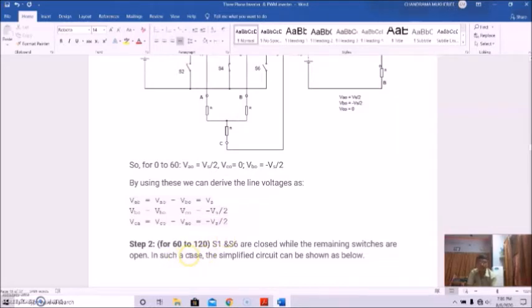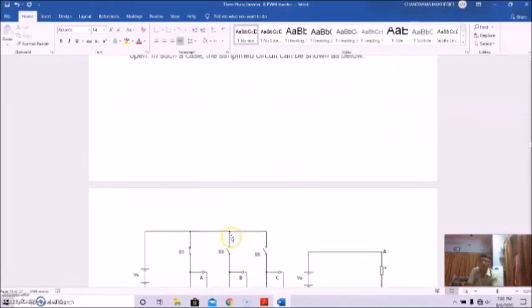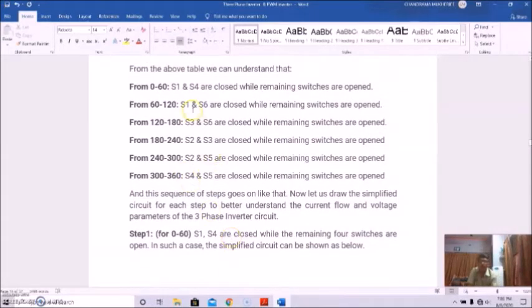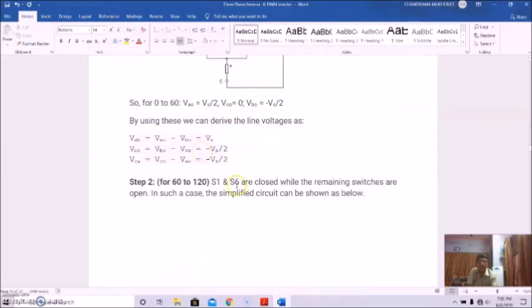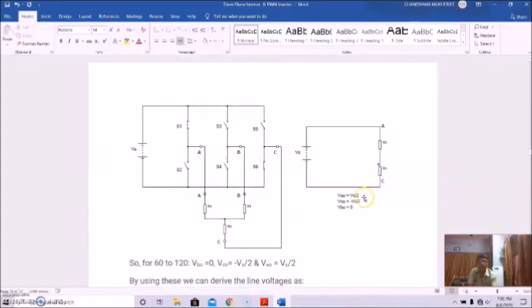For step 2, for 60 to 120 degree, S1 and S6 are closed here, while the remaining switches are open. In such a case, the simplified circuit can be like this: this is S1 and this is S6. So it will be like this.